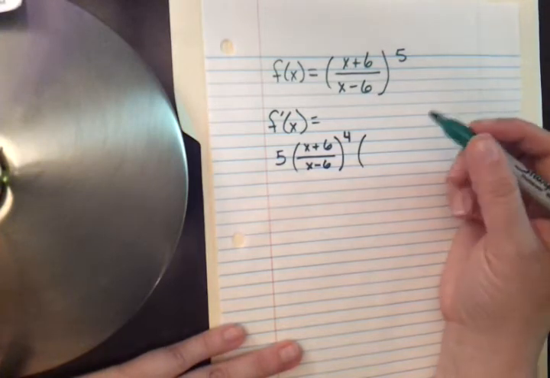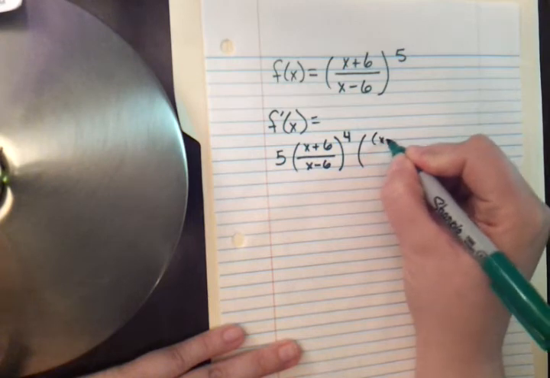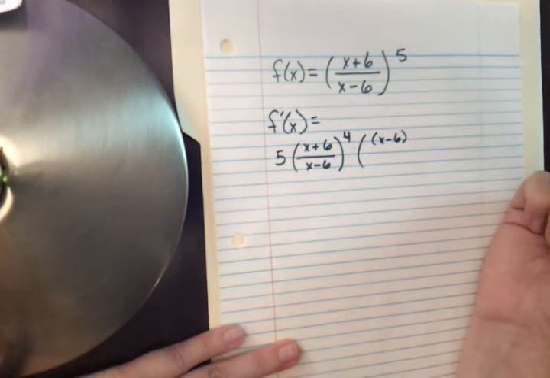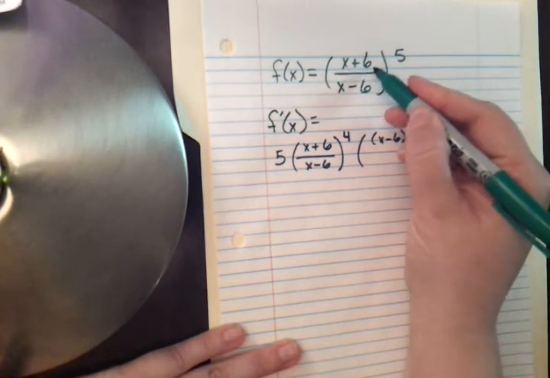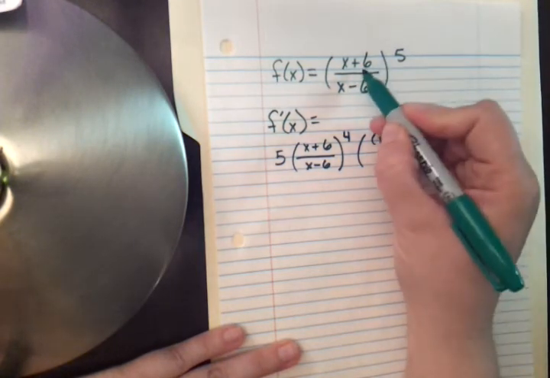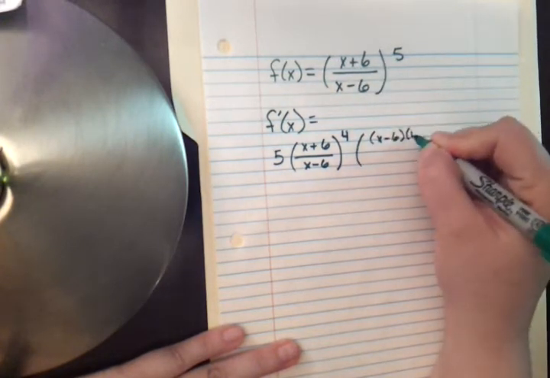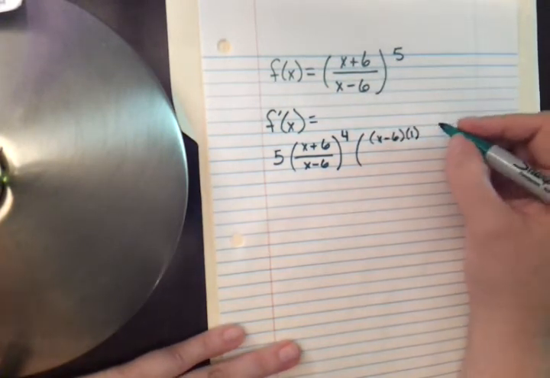So let's remember the quotient rule is going to be whatever's on the bottom. So that's going to be x minus 6 times the derivative of whatever's on top. The derivative of x is 1, the derivative of 6 is 0, so the derivative of what's on top is just 1. This is starting to look nice.